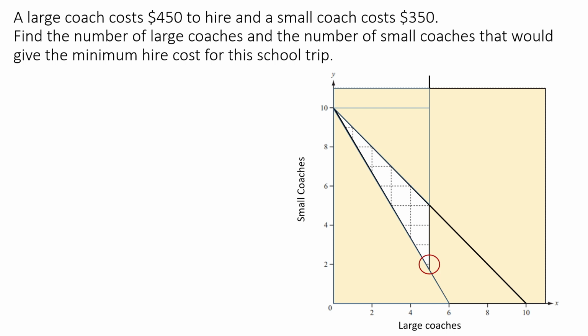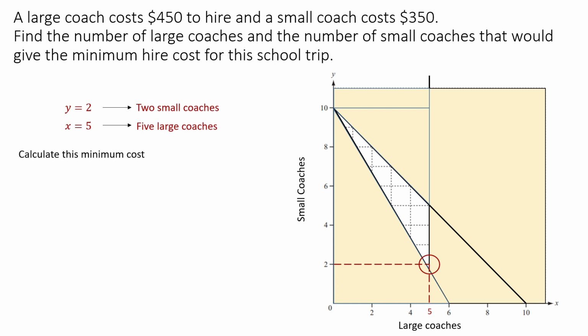And now we have to see which values of x and y represent this minimum cost. So we can see that y is equal to 2, representing 2 small coaches, and x is equal to 5, representing 5 large coaches. Now we are required to calculate this minimum cost. So we are going to calculate it by using this formula. 450x represented the value of hiring large coaches, and 350y represented the value of hiring small coaches.